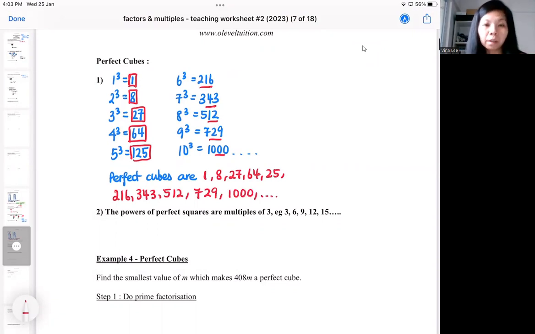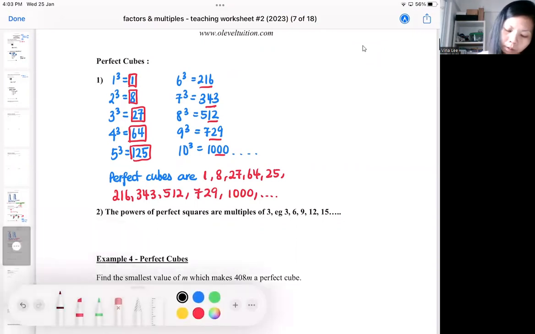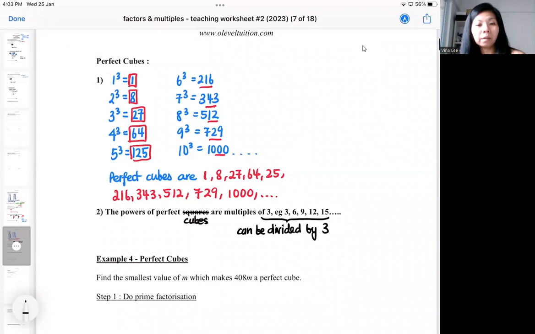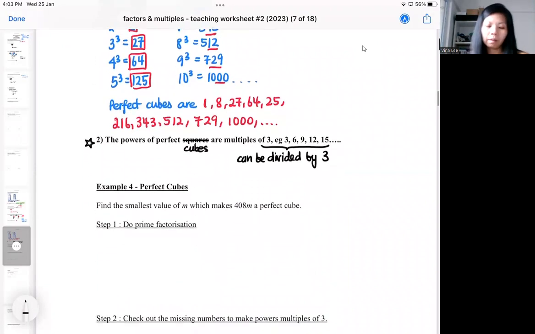So what's the feature of perfect cubes? Okay, I think this part, you all need to correct the typo. The powers of a perfect cube are multiples of 3. That means all these are the powers that can be divided by 3. So that is a feature. And based on this feature, they will be asking you similar questions like this kind. Example 4. Find the smallest value of m, which makes 408 times m a perfect cube. So that means the powers can be divided by 3. The powers are multiples of 3.